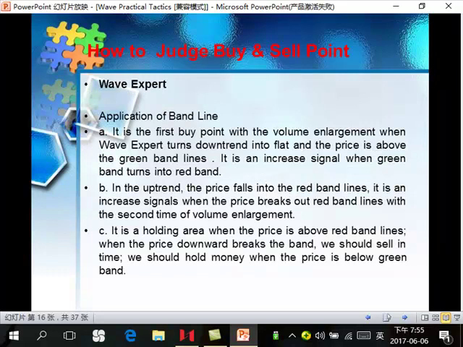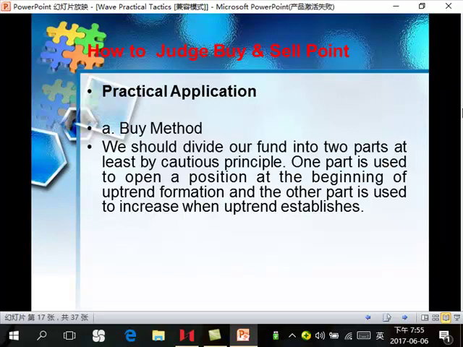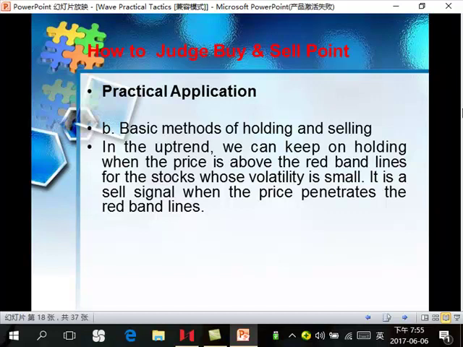Then we can see the next one, for practical application. In this method, we should divide our fund into two parts, at least by the cautious principle. One part is used to open a position at the beginning of the uptrend, and the other part is used to increase when the trend is established. Okay, so this is the basic method of holding and selling. In the uptrend, we can keep on holding when the price is above the red band. For stocks whose volatility is small, it is a sell signal when the price penetrates the red band.